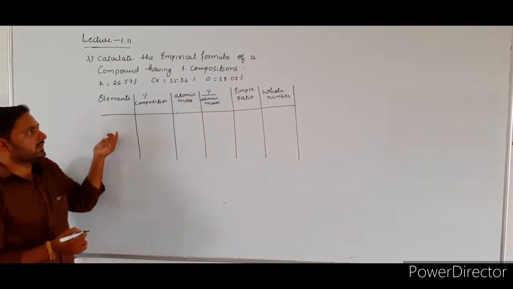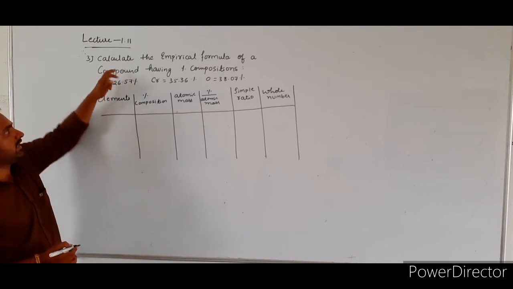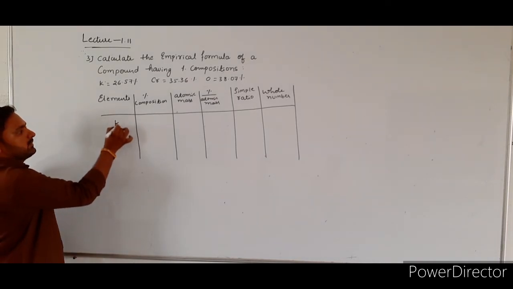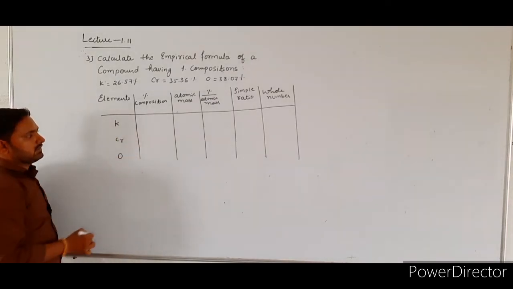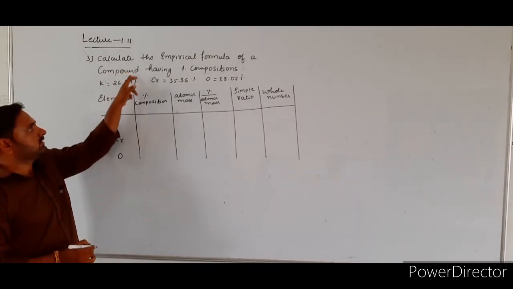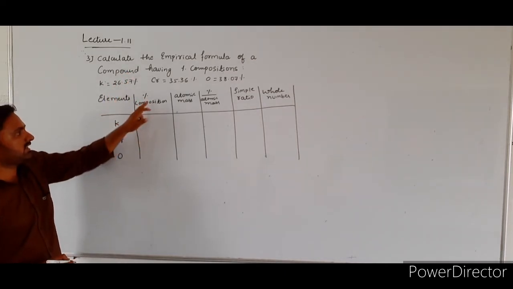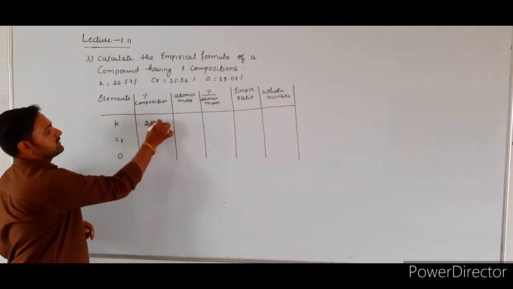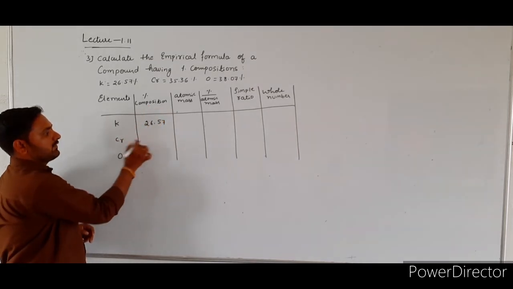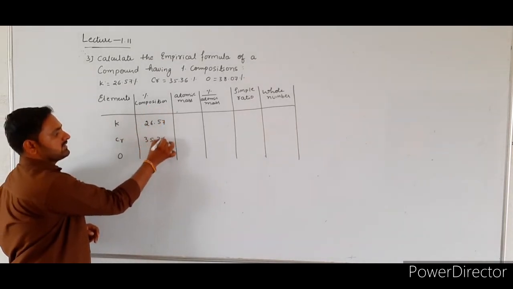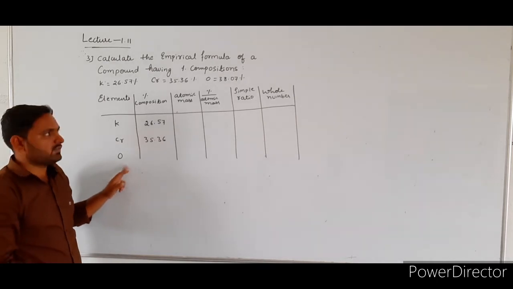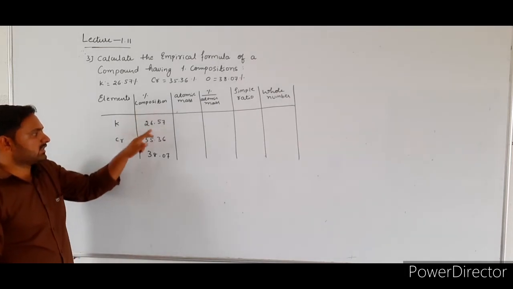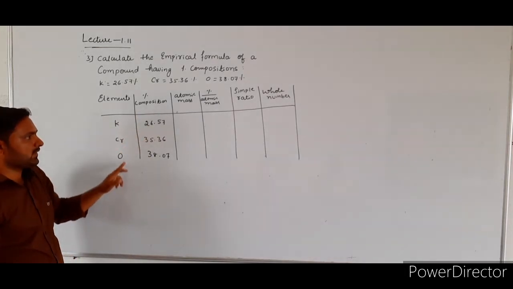Now you write the elements. Which elements are present in this compound? Potassium, chromium, oxygen. These are the three elements present in the compound. Next, what is the percentage composition of potassium? 26.57. Of chromium? 35.36. Of oxygen? 38.07. This is the percentage composition of potassium, chromium, oxygen.